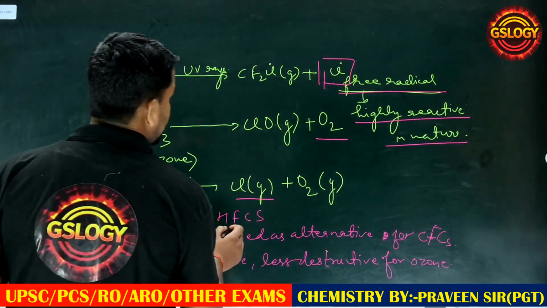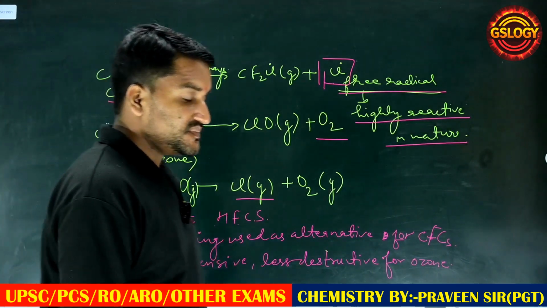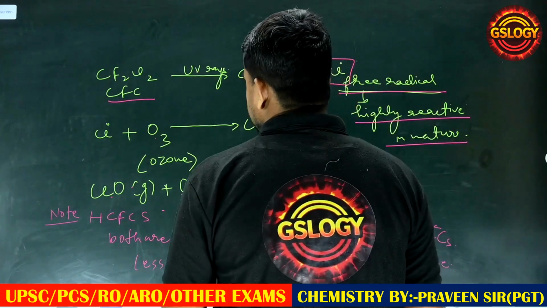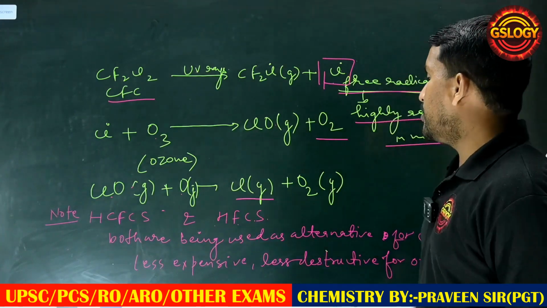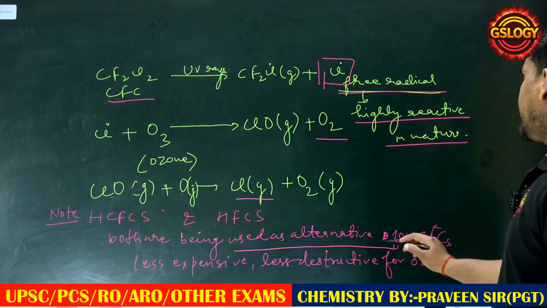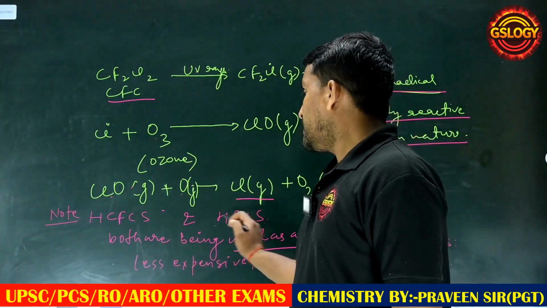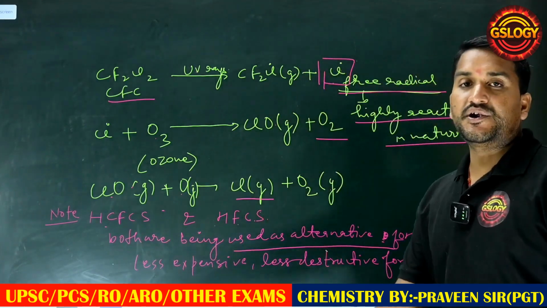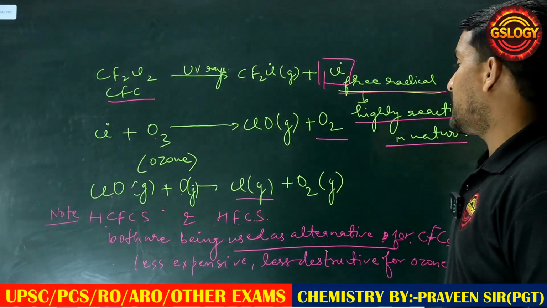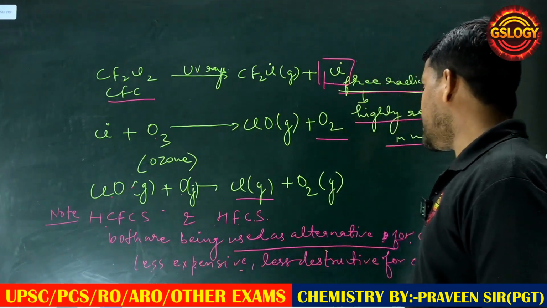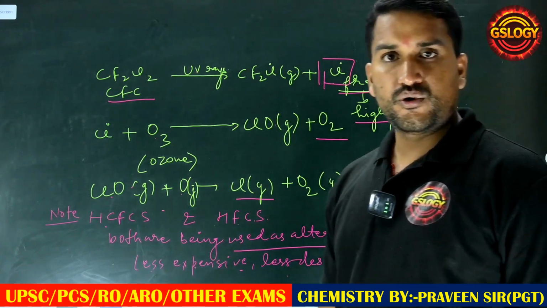Note: HCFCs and HFCs. These are two types of compounds, and both are used as alternatives to CFC, chlorofluorocarbon. They are less expensive and less destructive to the ozone.